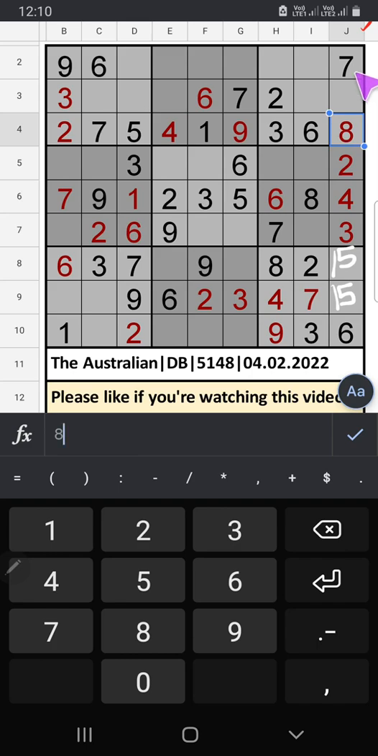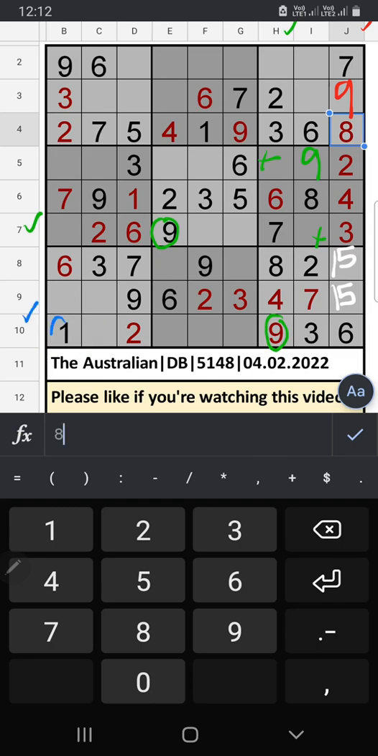Column J, only one number is remaining, 9. 9 is confirmed here. 7th row and column H, we have 9. So 9 can't come in these cells. The 9 is confirmed here.